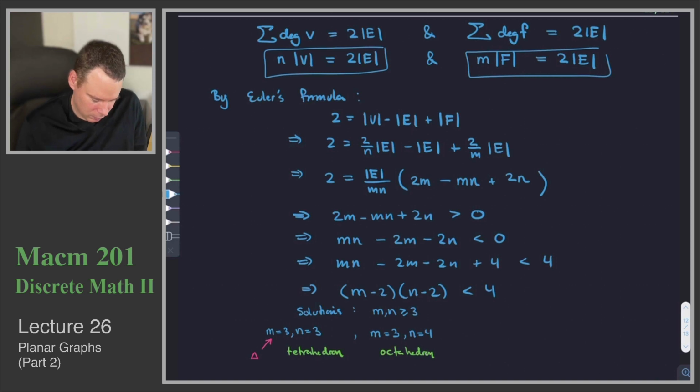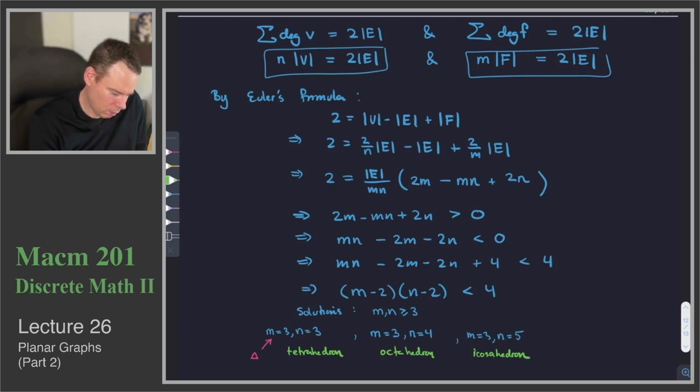What else can we have? We could have m equals 3 and n equals 5, because that would be 1 times 3. That's still strictly less than 4. So that's triangles, but 5 of them coming together. That's an icosahedron. And that exhausts all the cases with triangles.